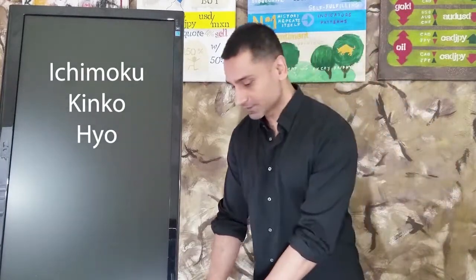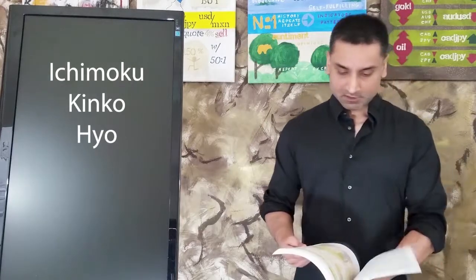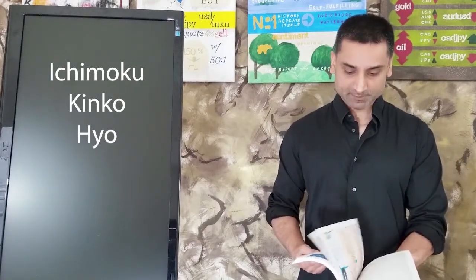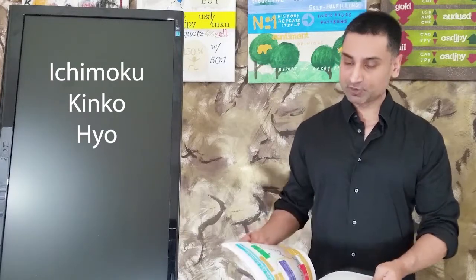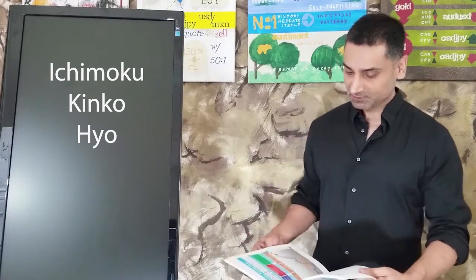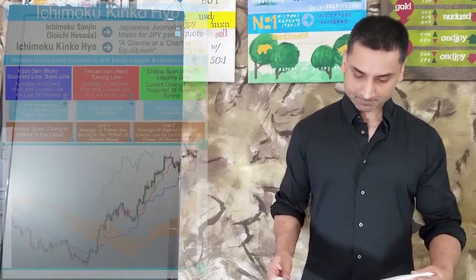So if you're following along in the book, this is going to cover 2 pages from it. The first one will be Ichimoku and the second will be trading the Ichimoku. So we'll put the first one here.